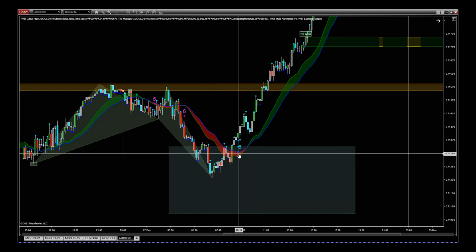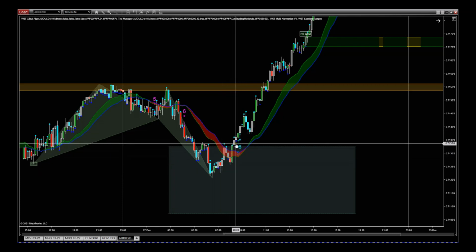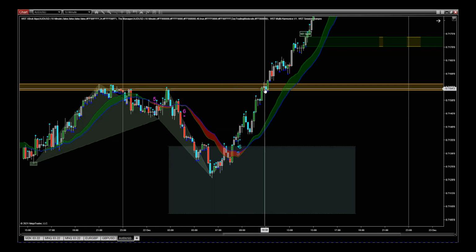And then we get the 5 and the 6 star XBRAD. So two separate, totally different strategies, if you like, are telling us to go long. So we go long. Great trade, and then we're looking to push through resistance.